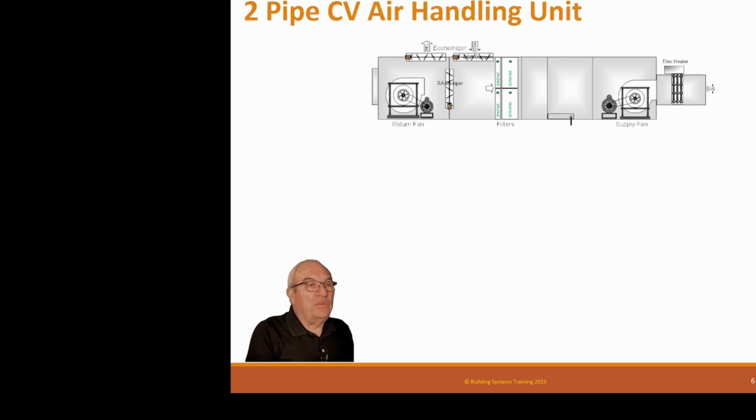Okay, now here we have a 2-pipe constant volume air handling unit. Now you can see this looks different because it's a larger unit. These could be really large sometimes.